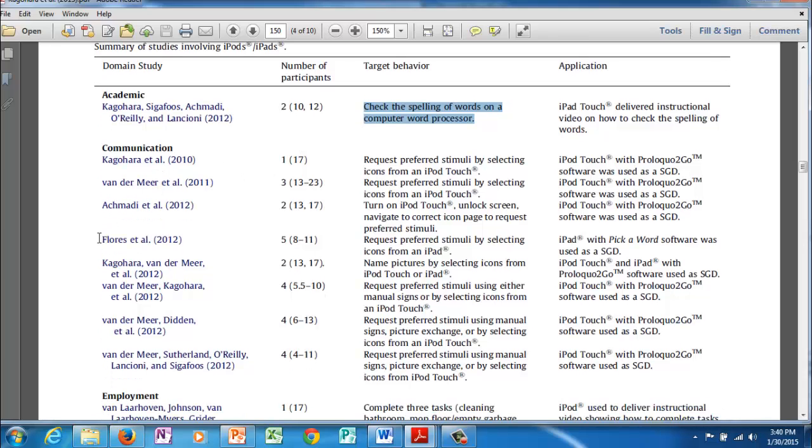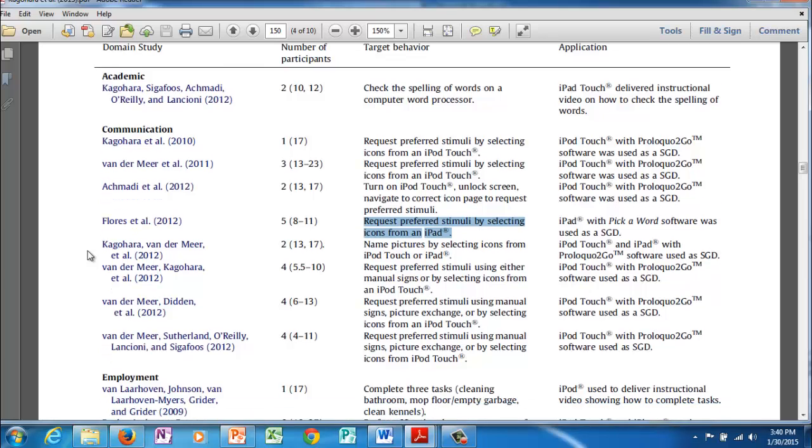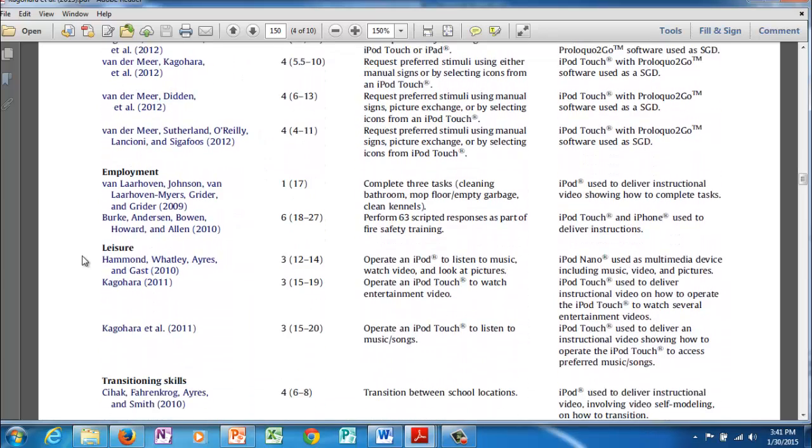We also looked at Flores et al., 2012, requesting preferred stimuli by selecting pictures on an iPad. That was the study that compared communication with a picture system versus communication with an iPad, making requests, communication skills of students with autism. There was one about employment. Remember, they used video modeling to teach a young man in an employment setting, and he was more independent, and he didn't need coaching from his job coach afterward.